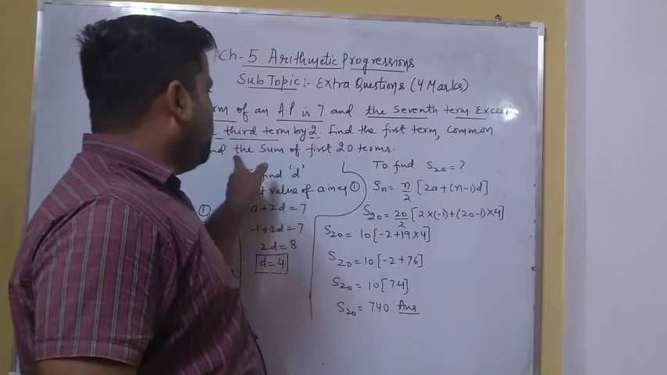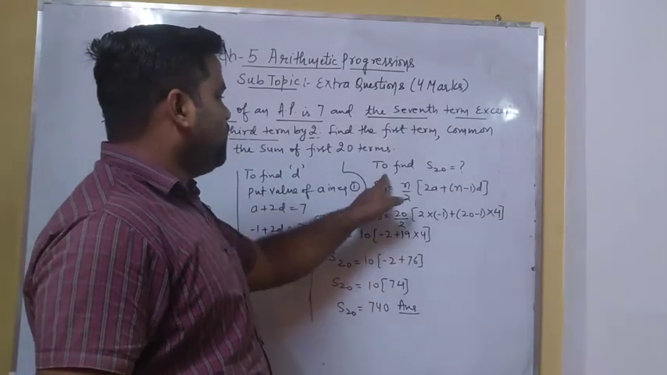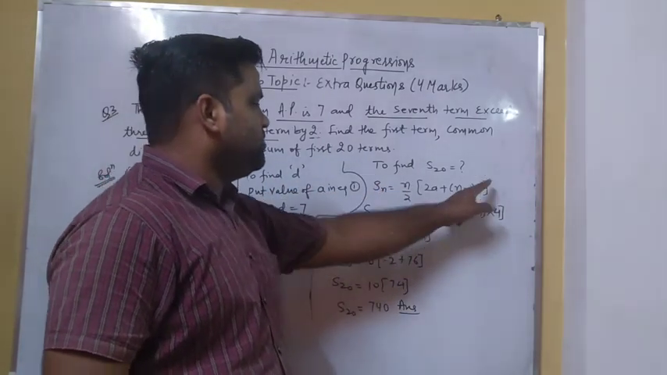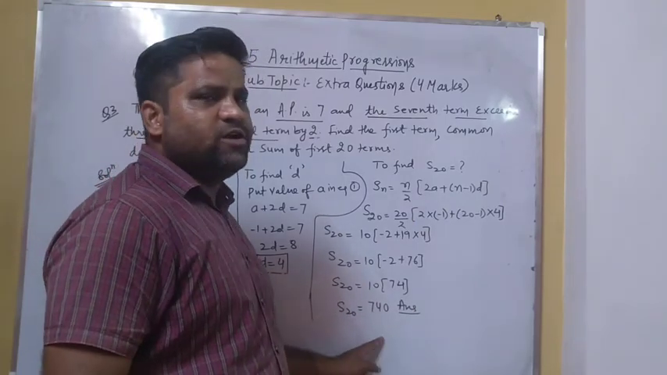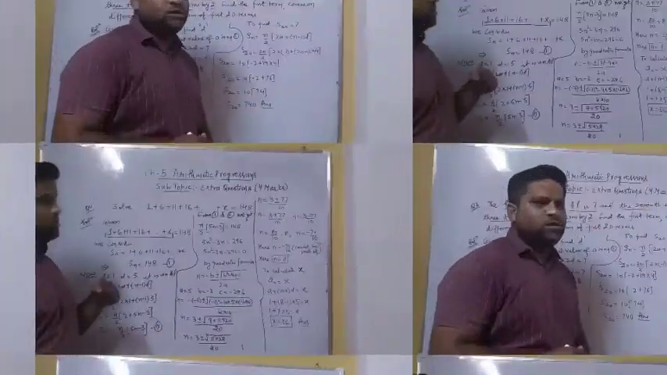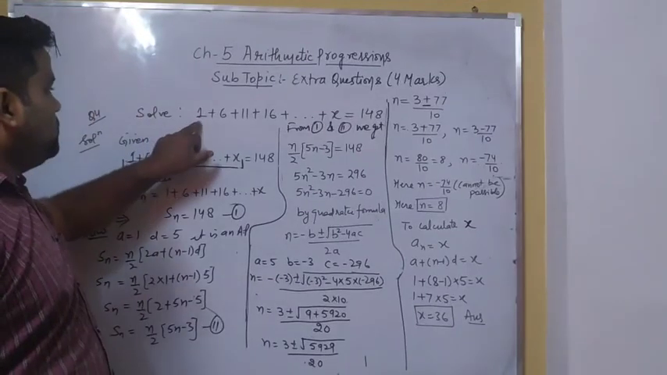Here we have to find the sum of the first 20 terms. So we know the formula Sn equal to n by 2 bracket 2a plus n minus 1 into d. On putting all the values, we get the sum of 20 terms is 748. It's an important question. Solve.